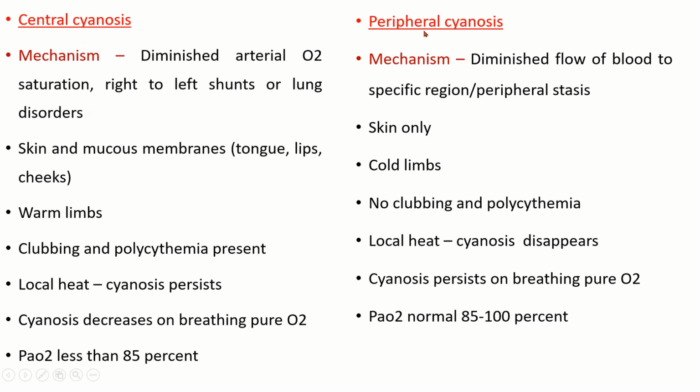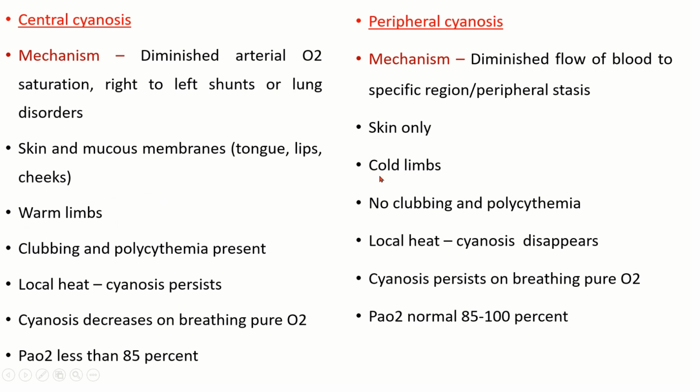Central cyanosis versus peripheral cyanosis. Mechanism of central cyanosis is diminished arterial oxygen saturation, right to left shunts or lung disorders. Mechanism of peripheral cyanosis is diminished flow of blood to a specific region or peripheral stasis. In central cyanosis, cyanosis is seen in skin and mucous membranes, for example tongue, lips, cheeks. In peripheral cyanosis, it is seen only in the skin.